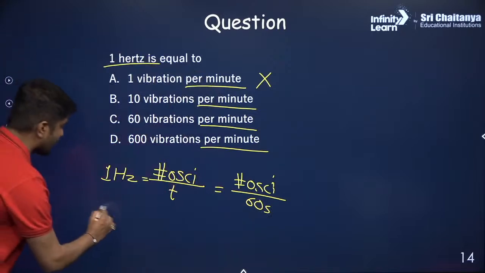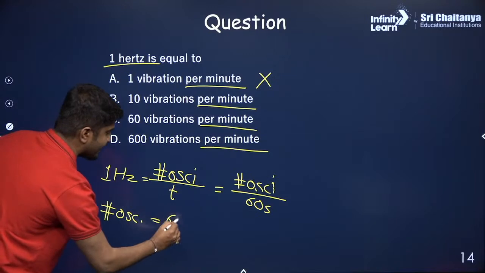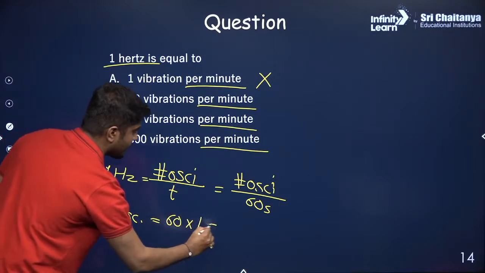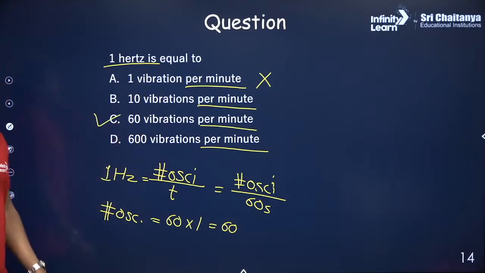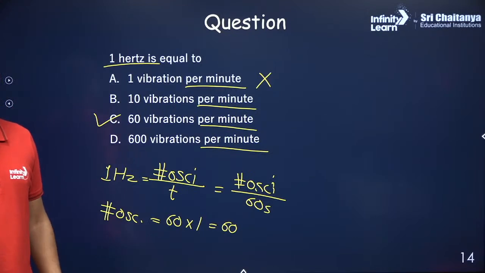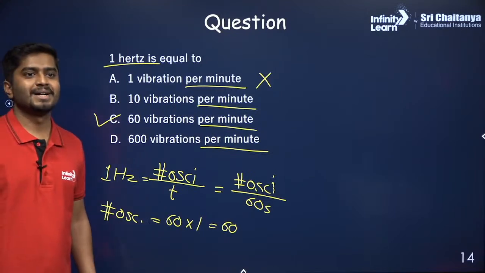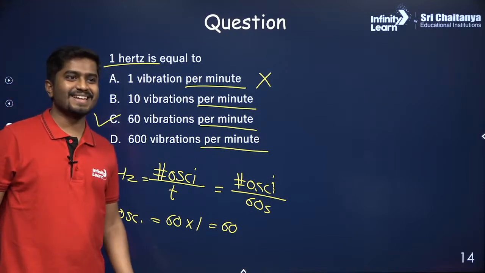So now what is number of oscillations? It will be 60 multiplied by 1, which is just 60. So it should be option number C. Nice. Yes, a lot of you got it correct. Srinu, nice, awesome. Tubes, nice name. Yes, correct.